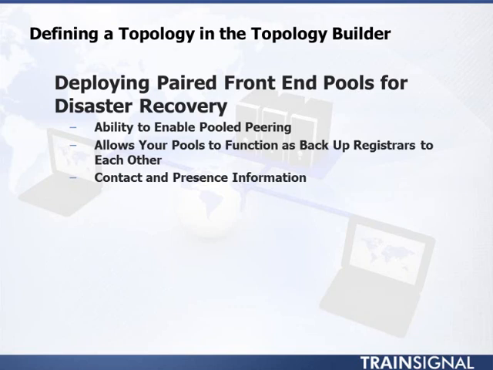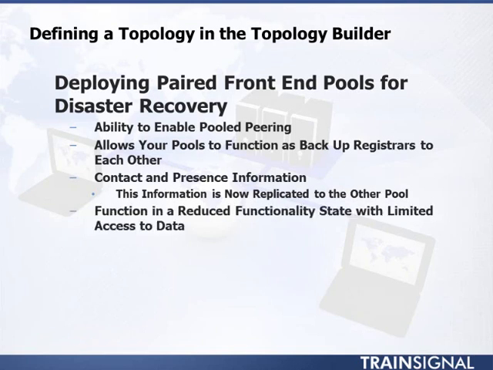Well, with Lync Server 2013, when you enable pool peering, this information is now replicated to the other pool. So if a client fails over to the other pool automatically, they function in a reduced functionality state with limited access to their user-home data. But the administrator can invoke a manual failover. So we fail the clients over to the other pool manually, and the clients then start to use the user home data over on the other pool. So they then have full functionality on the client, so they're not running in their reduced functionality state.